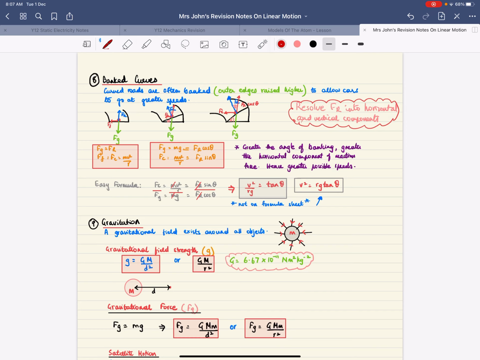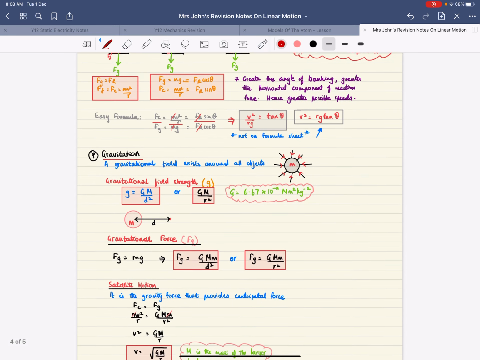We are resolving the reaction force, which acts at 90 degrees to the surface, into vertical and horizontal components. So your Fg, which is mg, is equal to the vertical component of the reaction force, and your horizontal component is your unbalanced force that provides centripetal force. Now there's an easy formula to do this. You combine this and you get v squared equals rg tan theta to do your calculation. So you don't have to do all these steps. It saves you lots of time in an exam.